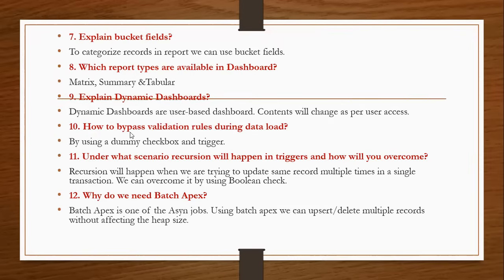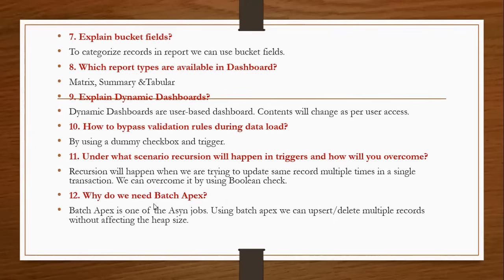Next question, how to bypass validation rules during the data loads? By using a dummy checkbox and triggers. Next question, under what scenarios will recursion happen in the triggers and how will you overcome it? Recursion will happen when we are trying to update some records multiple times in the single transaction. We can overcome it by using the Boolean checks.